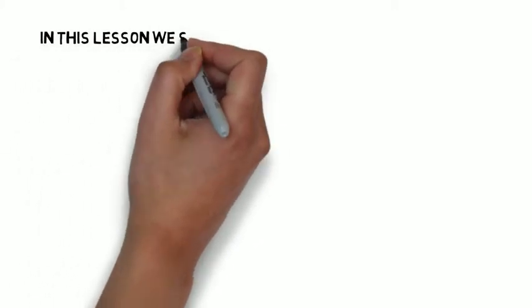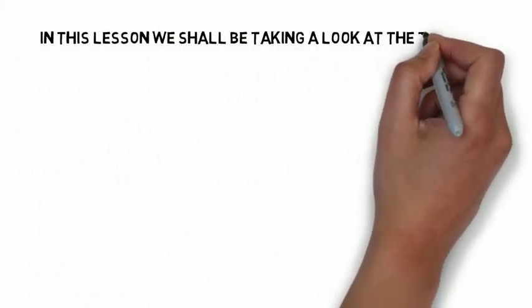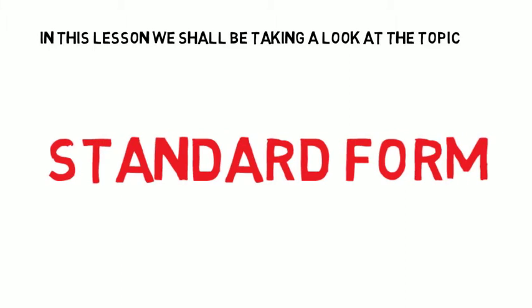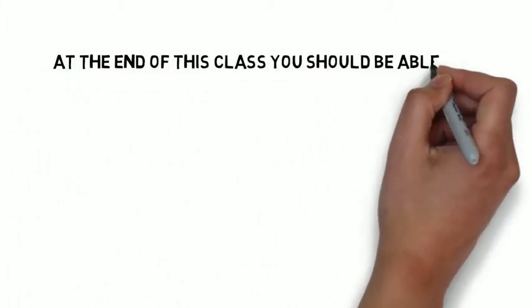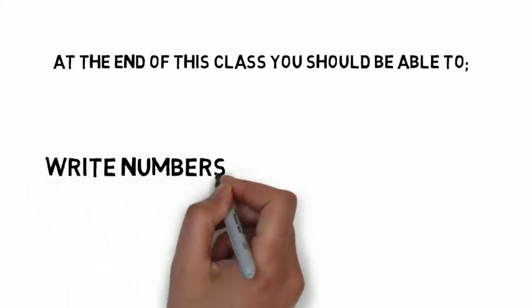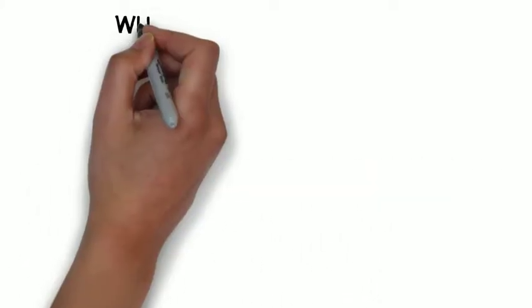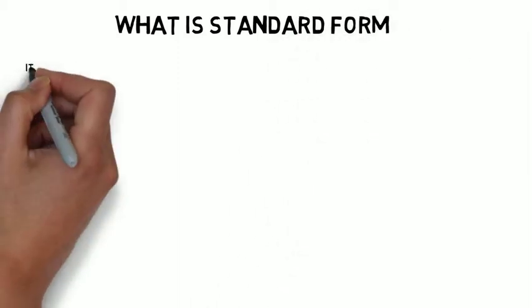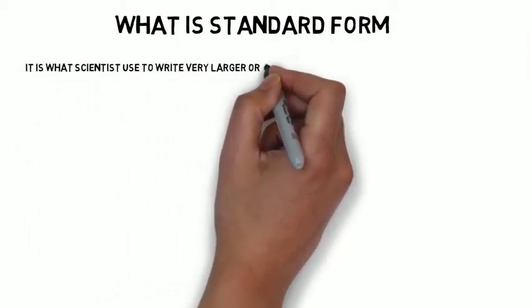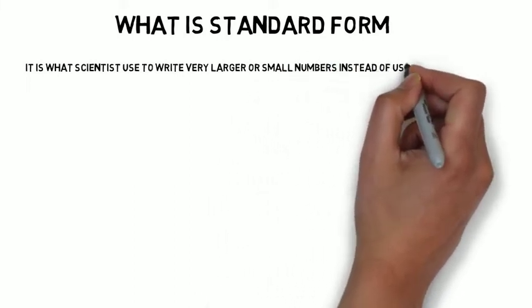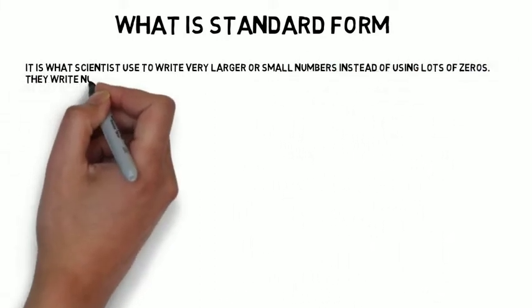In this lesson, we shall be taking a look at the topic standard form. At the end of this class, you should be able to write numbers in standard form. So, what is standard form? It is what scientists use to write very large or small numbers instead of using lots of zeros.